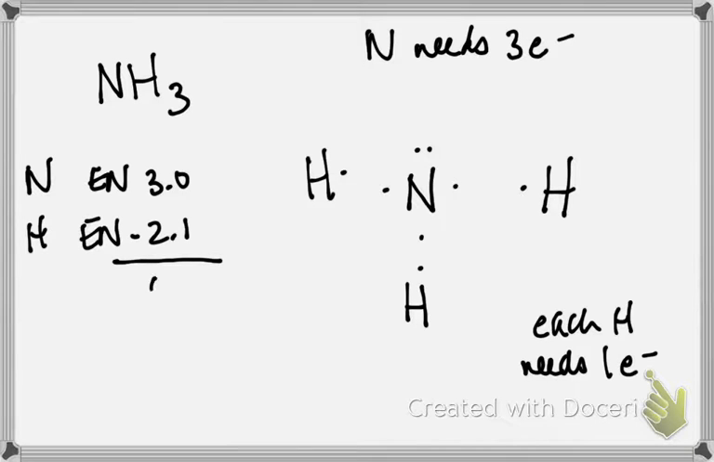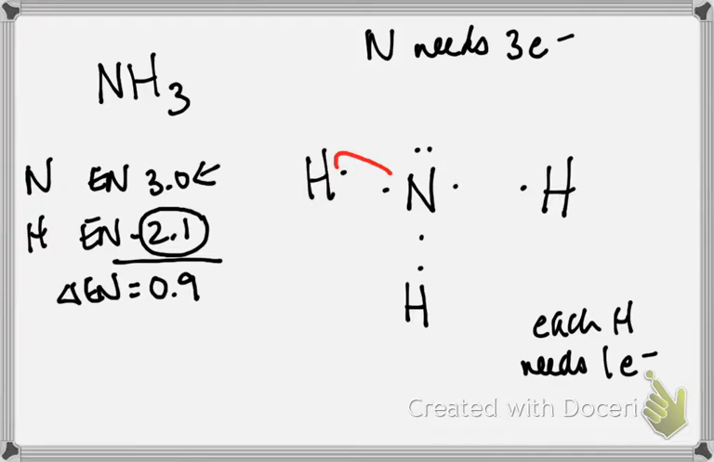So if you look at the difference between them, if we subtract those, here we go, a difference of 0.9. So our difference in electronegativity equals 0.9. Now that, according to our rules in our PowerPoint, is not a big enough difference for nitrogen to steal an electron from hydrogen. So even though nitrogen is stronger, it's got a 3.0 electronegativity, it's not strong enough versus hydrogen, which is at 2.1, to steal an electron from it. So that means nitrogen and hydrogen are going to have to share electrons. So what we're going to see is we'll see sharing of these electrons like this.